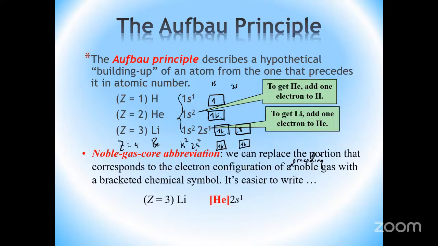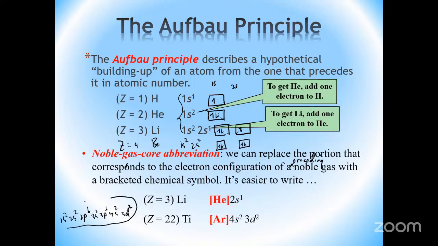Now, admittedly, not much of a difference in terms of the number of characters, but it does make a difference when it comes to heavier elements, like titanium. If I were to write down the full electronic configuration of titanium, with an atomic number of 22, it is going to be 1s2, 2s2, 2p6, 3s2, 3p6, 4s2, and then 3d2. This would be the full electron configuration of titanium.